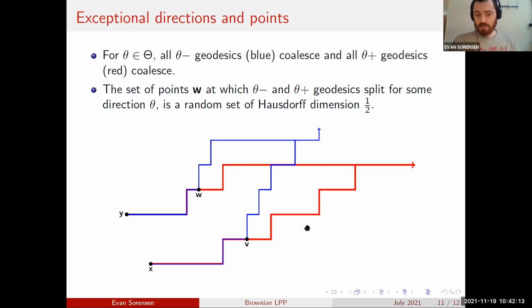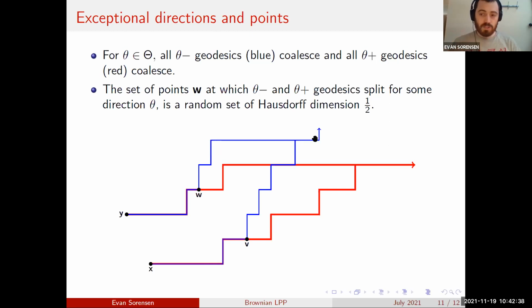So the theta plus geodesics from both x and y coalesce, while the theta minus geodesics from x and y also coalesce. And the two different families stay apart after they split. This is very similar to some behavior that we see in discrete models. There's a paper recently by Chris Janjigian, Firas Rassoul-Agha and Timo Seppäläinen that had similar behavior for exponential last passage percolation.